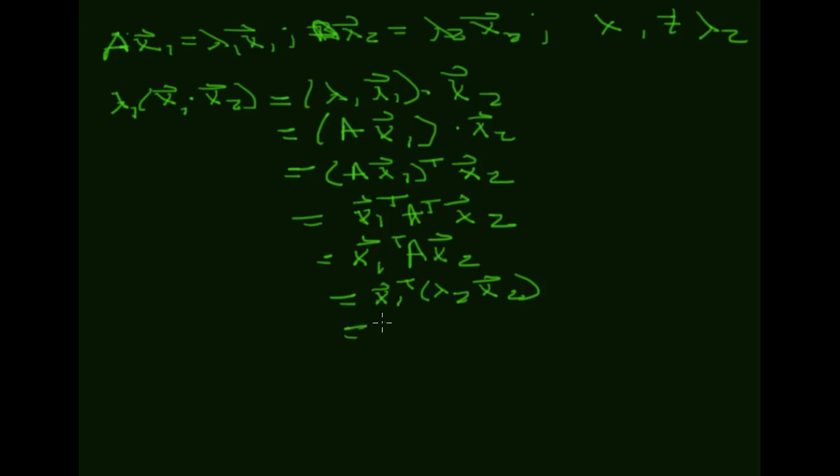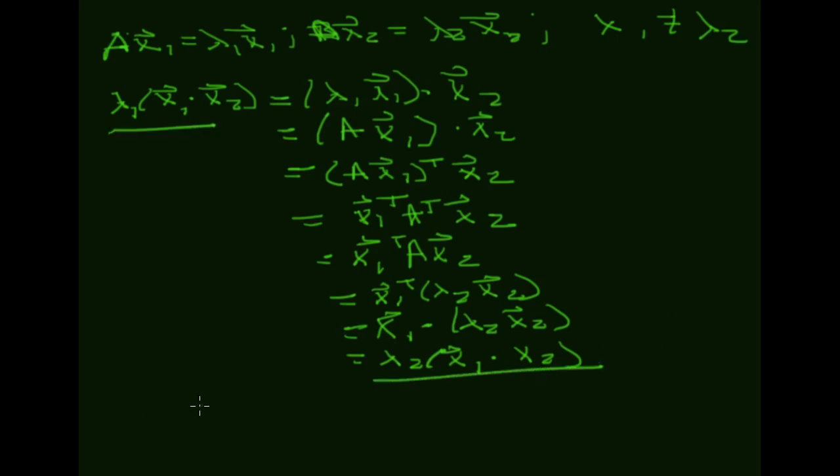Okay, so this is going to give me x1 dot lambda 2 times x2, right? So now we can bring that lambda 2 out in front. Lambda 2 times x1 dot x2, right? So this is where I need to be. The implication here is that this and this are equal.